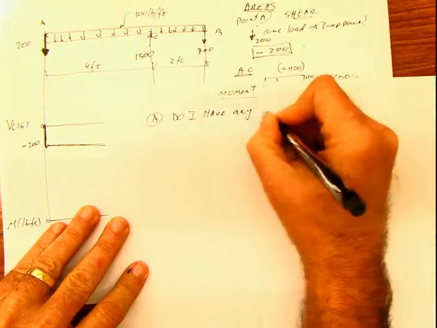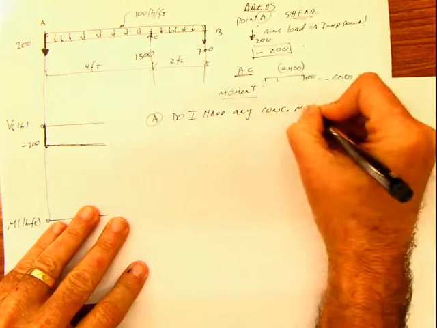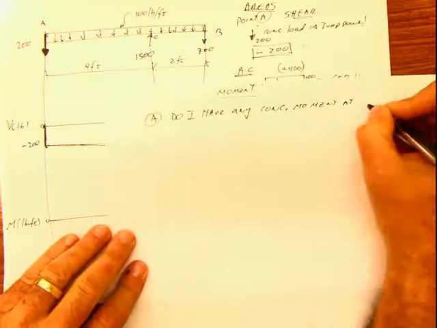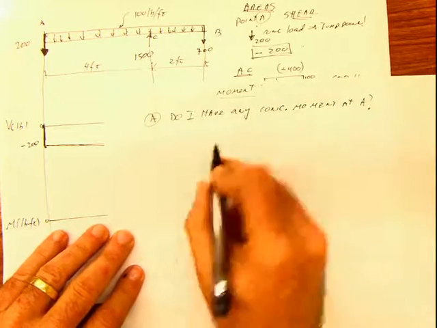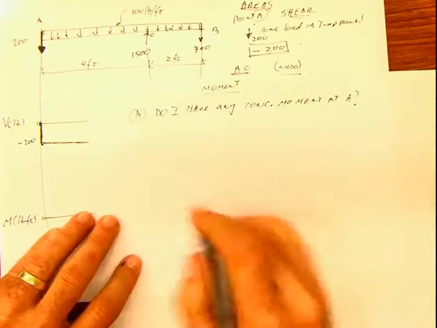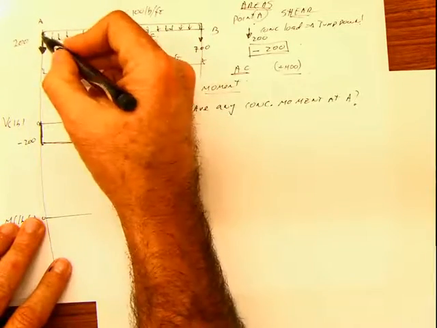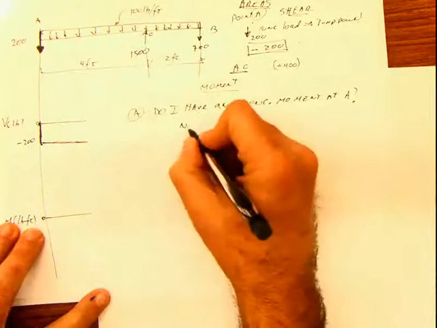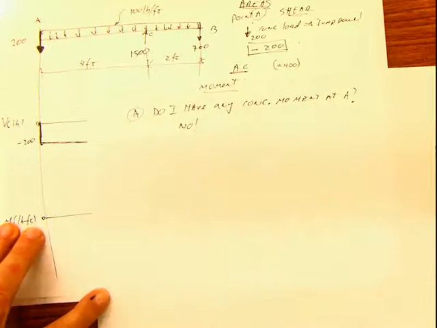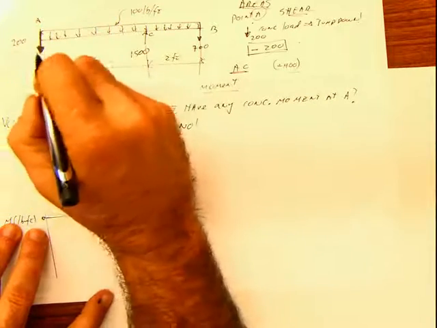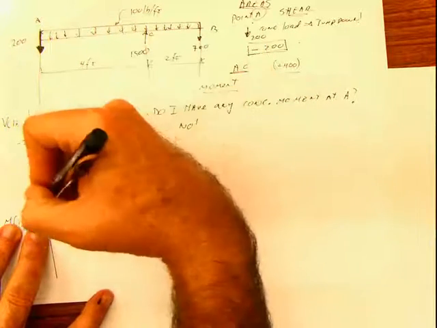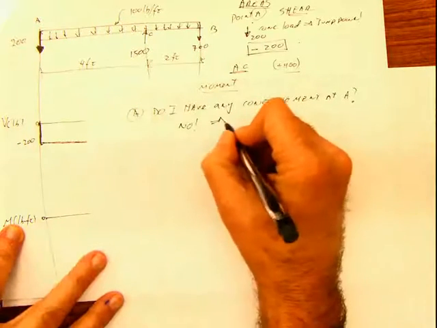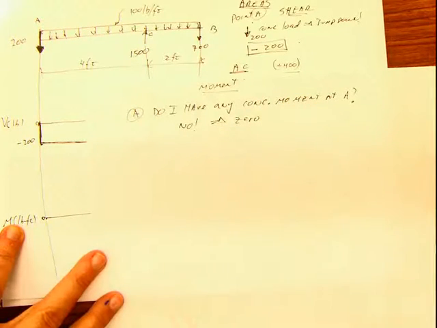do I have any concentrated moment at A? Do I have any concentrated moment at A? Look, do you have any here? No, you just have a concentrated force, not the moment, so that starts in 0. Now if you have a fixed support, for example, here, or you have an applied concentrated moment, then this shouldn't start from 0. But this is not the case. So that's 0 for beginning.